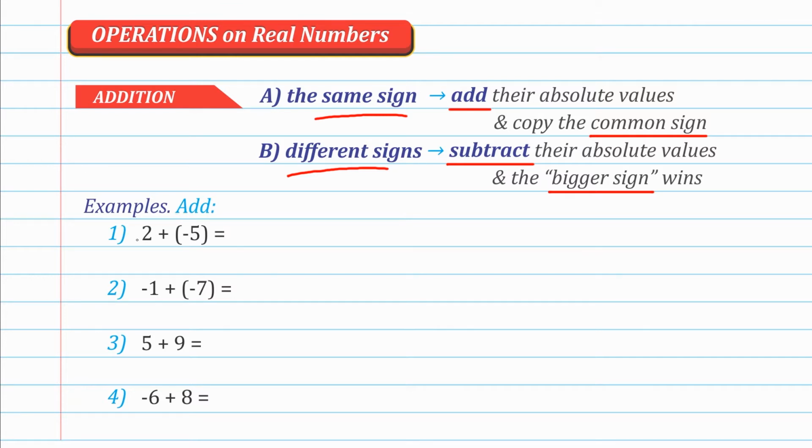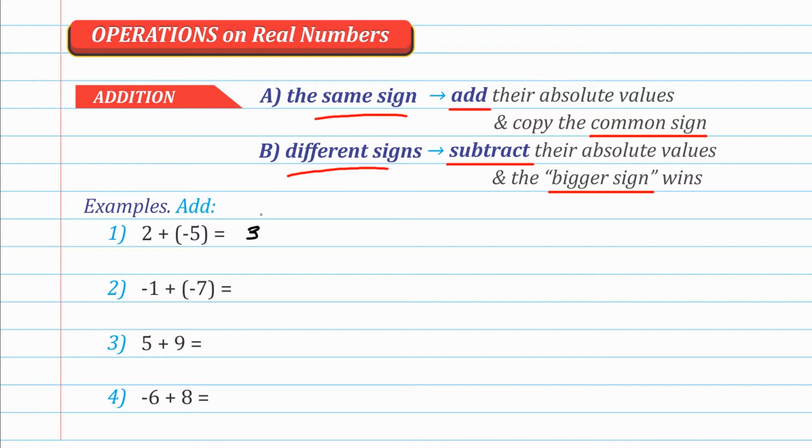Let's say we're given 2 and -5. Take note, we are adding. They have different signs. One is +2, the other is -5. What do we do according to our guide? They are different. We subtract their absolute values. So get the absolute values of both. But of course, it's subtraction, so the bigger one comes first. 5 minus 2 is 3.